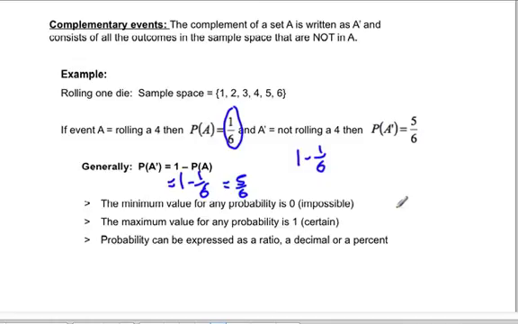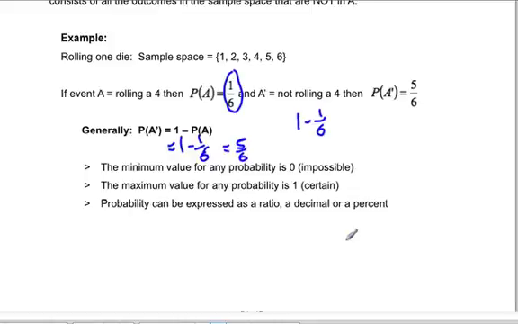And a couple of other things here. The minimum value for any probability is 0. That means it's impossible, it won't happen. The maximum value for any probability is 1, which means it's certain. So we can express probability as a ratio, a decimal, or a percent.